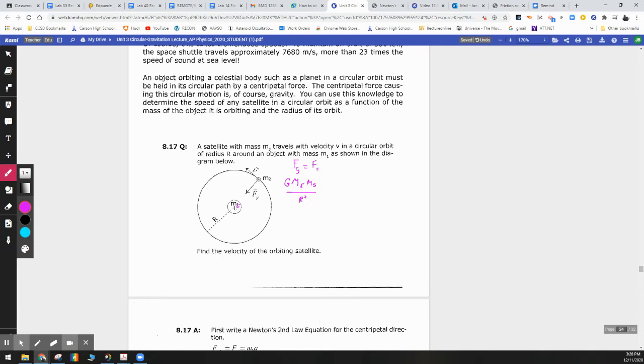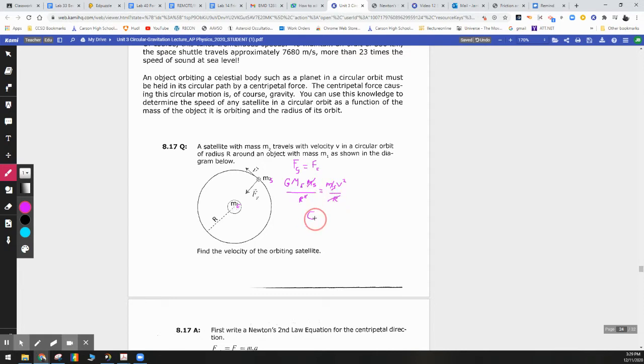It's from the center of the Earth to the center of the satellite. That has to equal the centripetal force, which we know is M, the mass of the satellite, times V squared over R. So this is the universal gravitational force, and this is the centripetal force. We can see that the mass of the satellite cancels out, as does one of the R's.